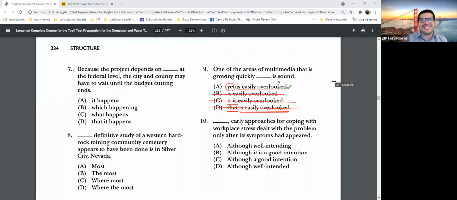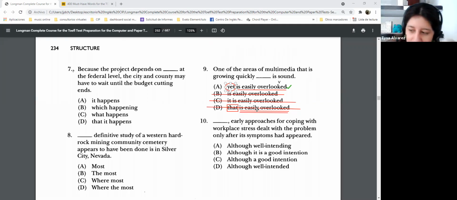Oh, that's very strange, very, very strange. Oh my gosh, today the exercise was kind of hard. "That is growing quickly. Yet is easily overlooked. Is sound." "Yet": this one is a coordinate connector, but also it's a, how do you say, a conjunction.